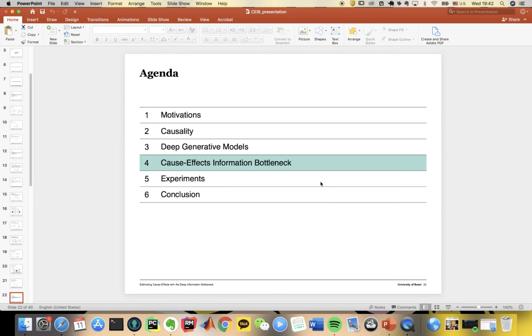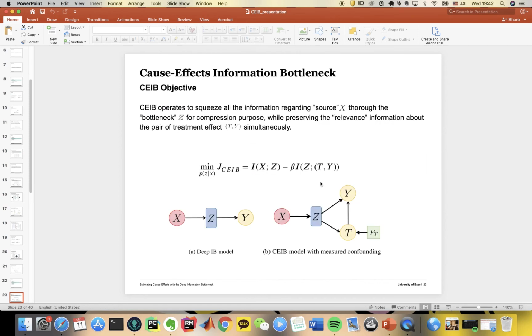Okay, so for now, we know what the causal effect is, and we know what the information bottleneck model is, and finally we can combine these two together, which is our causal effect information bottleneck, CIB for short. The only difference from the information bottleneck is that we replace Y, the ground truth, with a pair of the treatment and the treatment effect. As I mentioned, the ultimate goal is to find the variables that influence both variables simultaneously, which in our model happens to be the latent space.